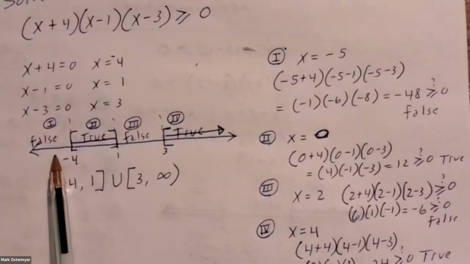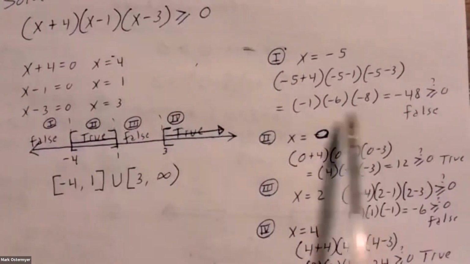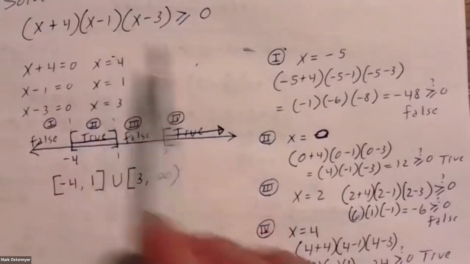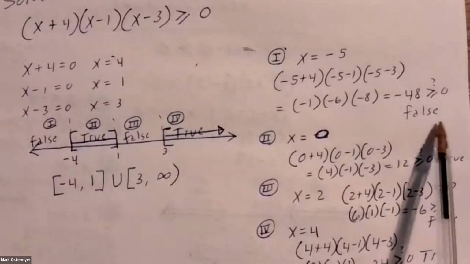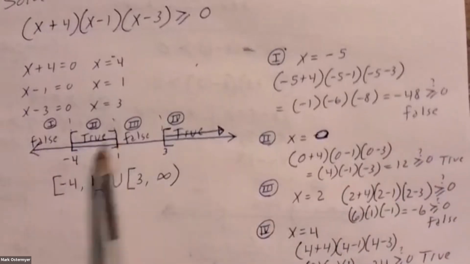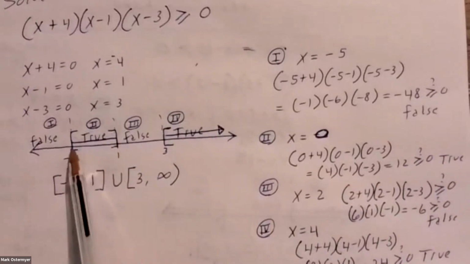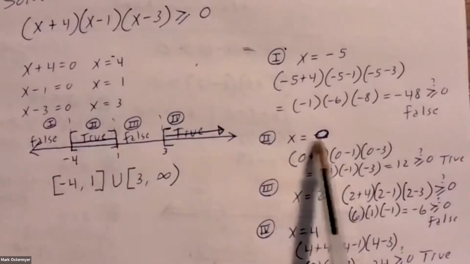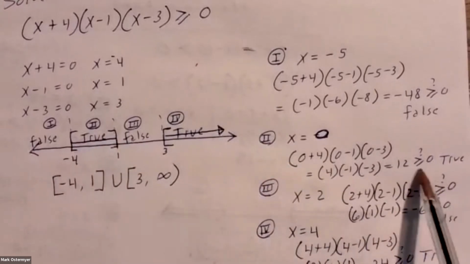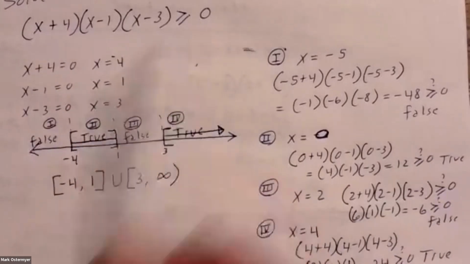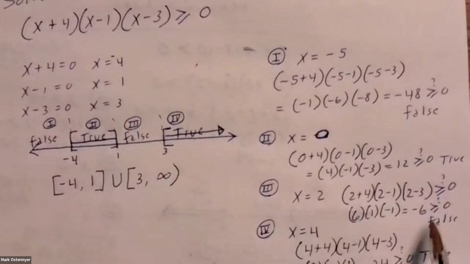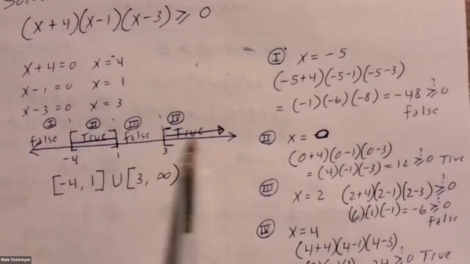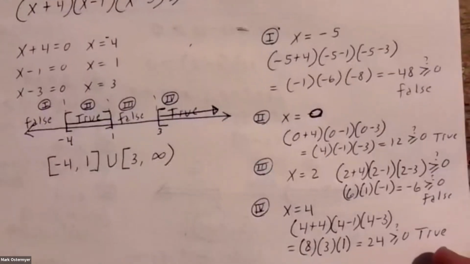Interval number 1, I chose -5. -5, when you put it in for x here, here, and here, does not work out. It does not provide a solution to this inequality. I chose some value between -4 and 1, which I chose 0 in interval number 2, of which we do get a solution to our inequality. Choosing between 1 and 3, I chose 2. That does not work out. And choosing some value greater than 3, I chose 4. It does work out as a solution.